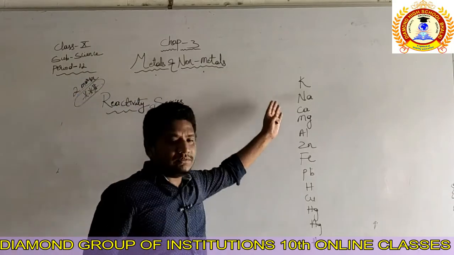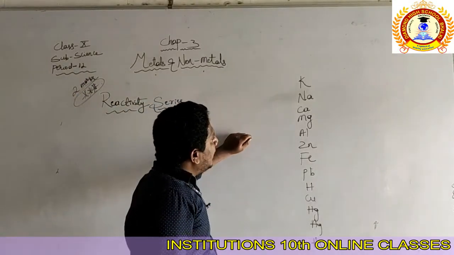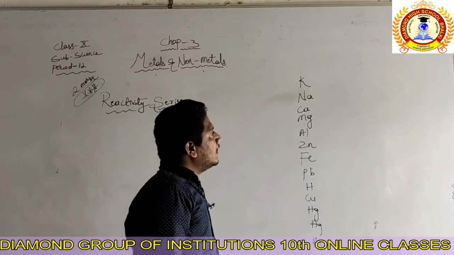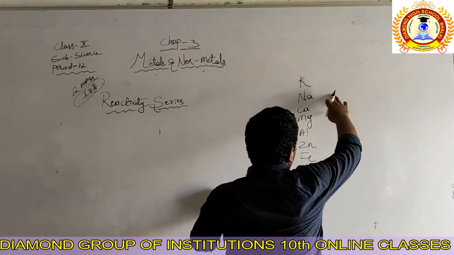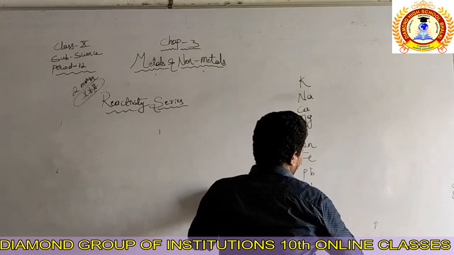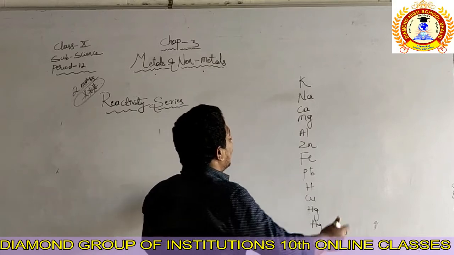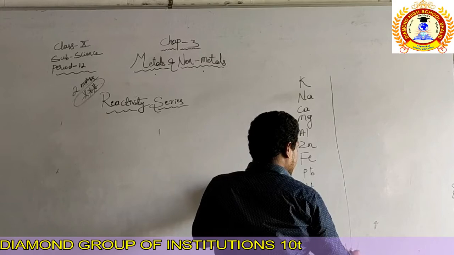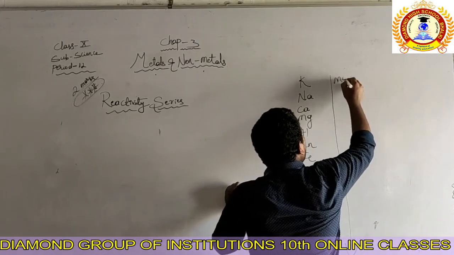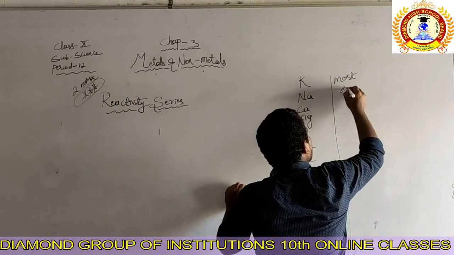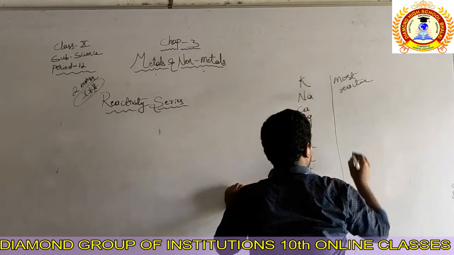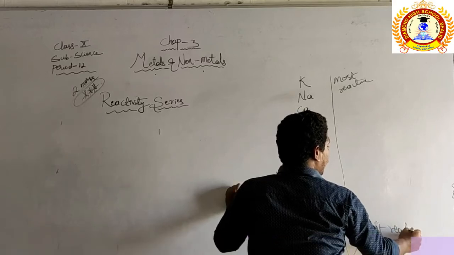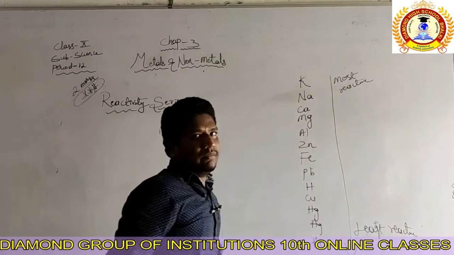So this is the reactivity series. The reactivity of the metals decreases from top to bottom. These are the most reactive elements, and when we move towards the bottom, they become the least reactive elements. These are the most reactive elements, these are the least reactive elements, and the rest will be of medium reactivity.